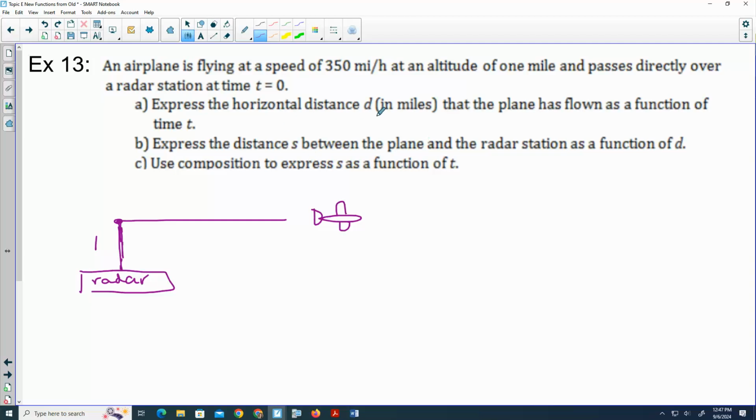So the distance it has flown as a function of time t. My plane is flying here. This is my distance. I want a formula for it. So I'm looking for d of t. Give me a formula for distance where t is my variable. So at time 0, how far has it flown? 0. After 1 hour, 350. After 2 hours, 700. Okay? 1050. 350t.